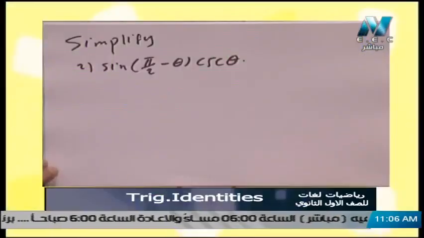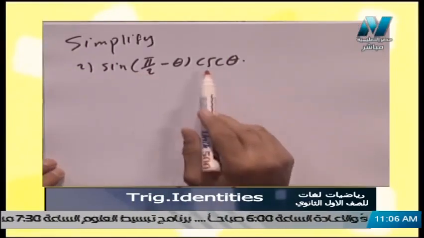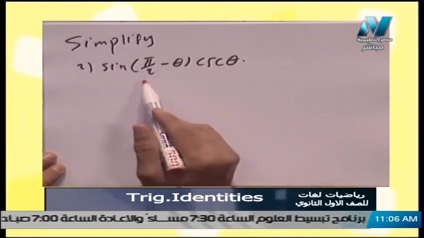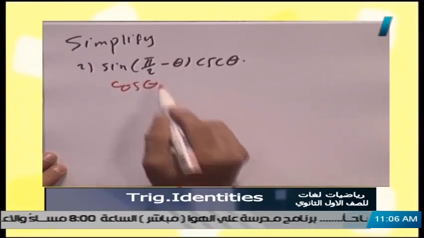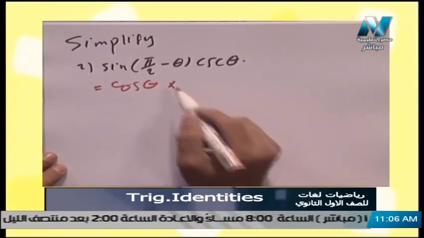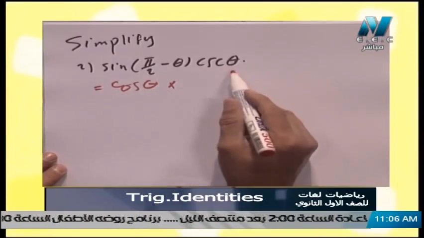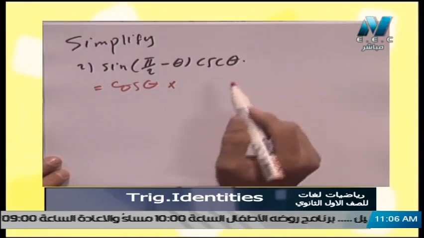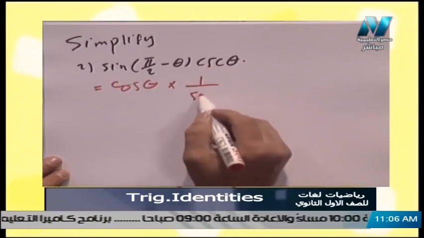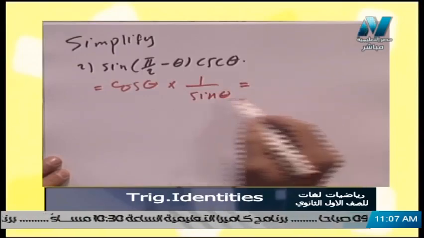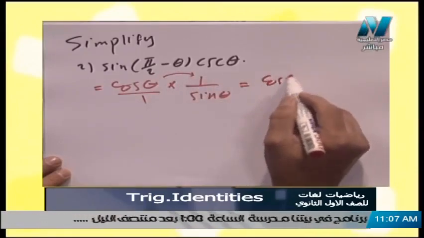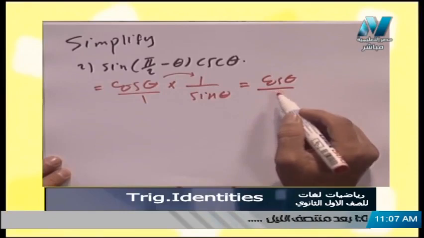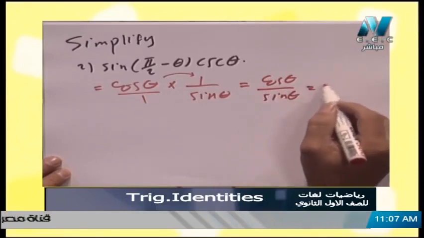Simplify sine of pi over 2 minus theta multiplied by cosec theta. We know that sine of pi over 2 minus theta equals cosine theta, multiplied by cosec theta, which is the reciprocal of sine theta. Cosec here is 1 over sine theta. So cosine theta times 1, over sine theta, equals cotan theta.